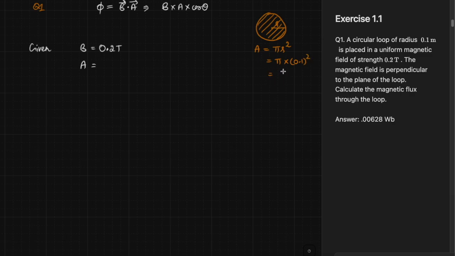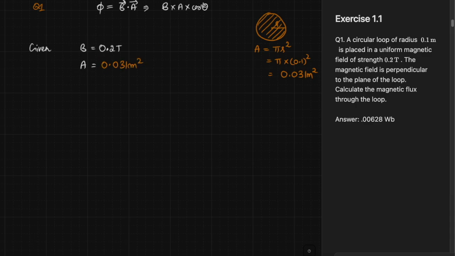If you use your calculator, you will get a value around, I'm just taking the round value, 0.031. The units will be meter square. Remember that, it is area, so the units will be meter square. So we got the second value also. We need to do some calculation, but we finally got the area. So the value is 0.031 meter square. Let's go ahead.